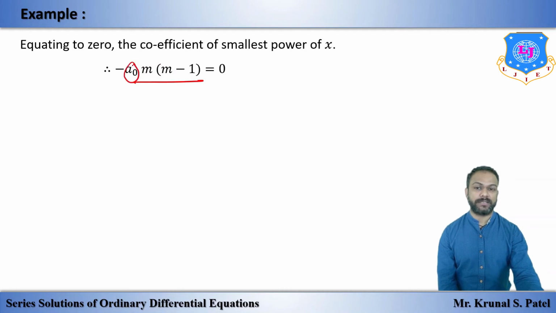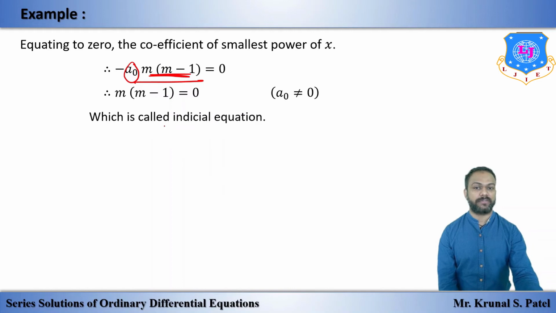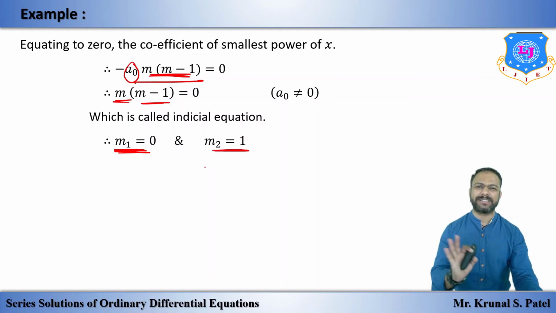Now as we know that this a0 will never be 0, so we have m(m - 1) = 0, which is our initial equation. By solving this, we have m = 0 and m = 1, as we decided that the smaller root is always denoted by m1 and the larger root by m2 in each and every case. This you just have to decide by default.